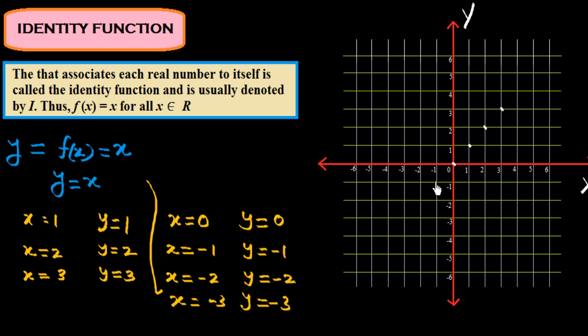X is equal to -1, y is equal to -1 would be here. X is equal to -2 and y is equal to -2 would be here, and x is equal to -3 and y is equal to -3 would be here. So these points we have plotted here. Now we draw a line through these points. So the line would be like this.